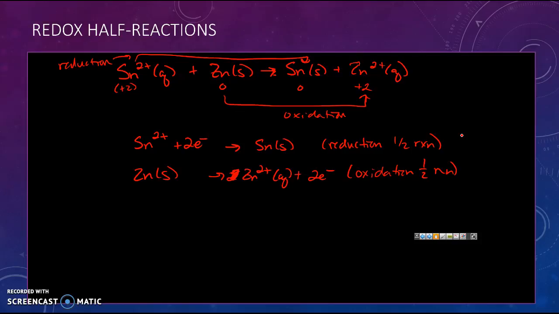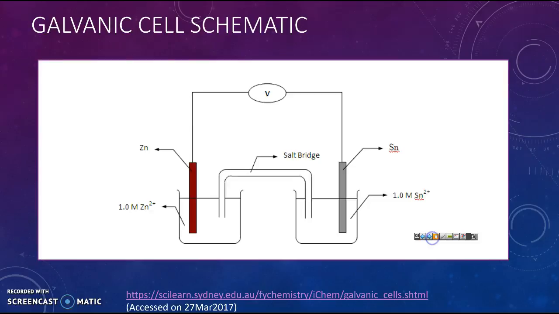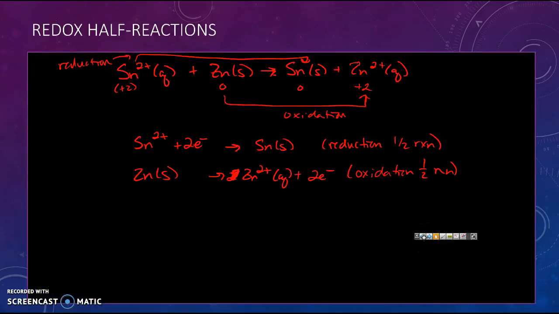Now here's the cool thing. If this occurred in one beaker, so if we had our solid zinc and a solution of tin ions, this would occur within our beaker. But what we can do is separate these two half reactions. There's this driving force to go from zinc to Zn2+, and Sn2+ to tin. This is a spontaneous reaction as written.